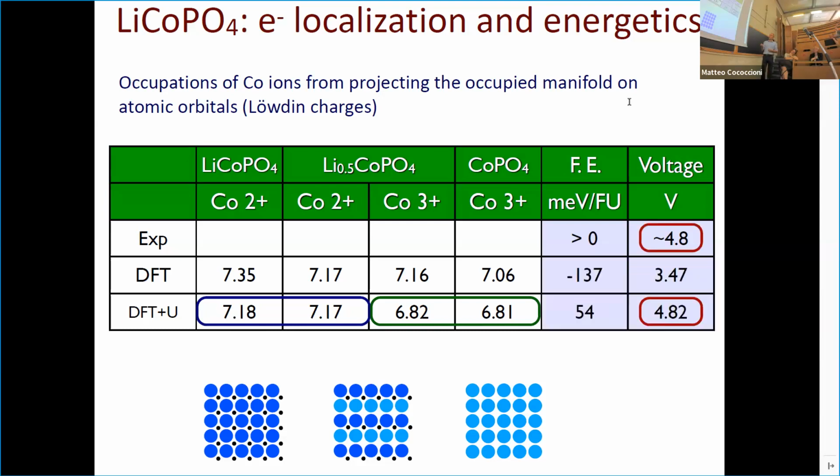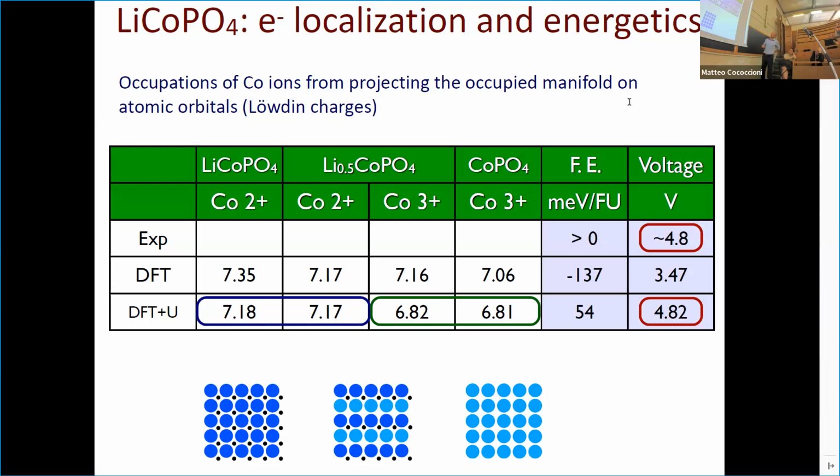Correspondingly, the energetics has also improved. In fact, you see a positive formation energy for this ordered intermediate phase with 2+ and 3+. And correspondingly, this has been beneficial also for the energetics of the two end members, because if I calculate the average voltage between these two extrema, I get a much better agreement with the experiment than I had before. Okay, so I improve also that aspect.